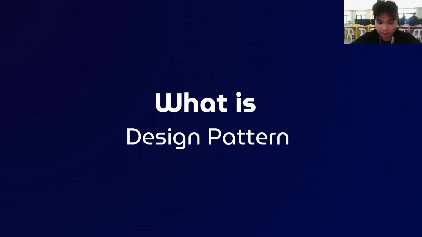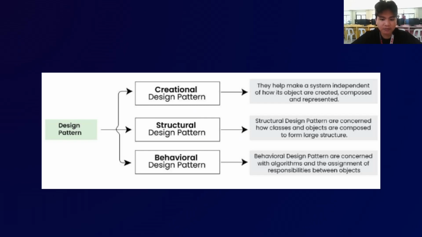So next is the three main categories of design patterns. Design patterns are generally grouped into three main categories based on the type of problem they solve. These categories help developers quickly identify which pattern might be appropriate for a specific situation. The three categories are creational, structural, and behavioral, and each category focuses on a different aspect of software design, which we'll explore next.